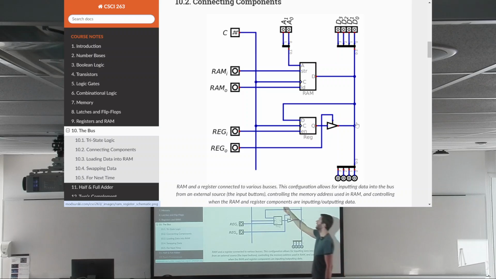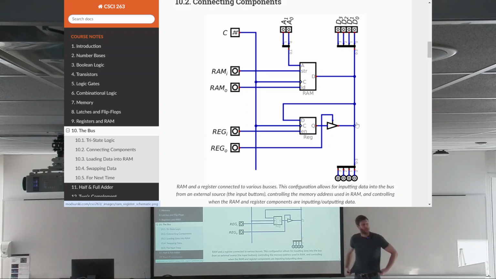And then finally up here we've got 2 signal lines to control which memory address in RAM I actually want to read or write from, right? So we've got a bunch of different components here now connected to the same thing.